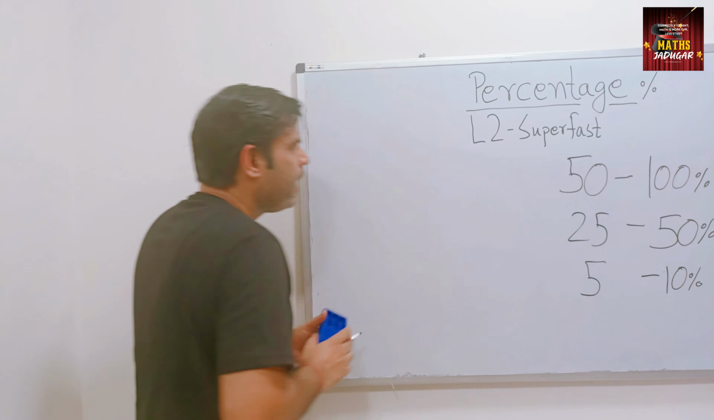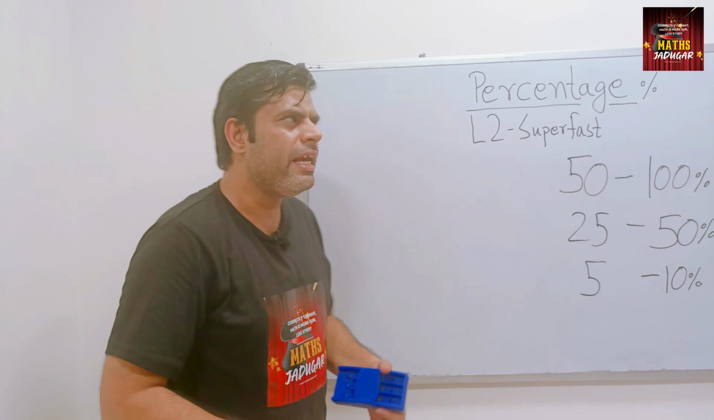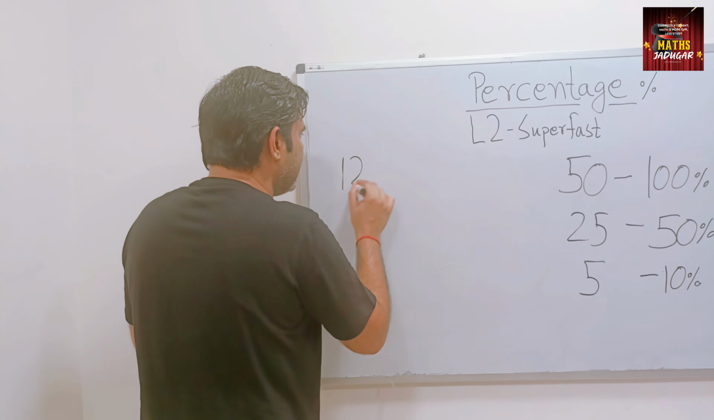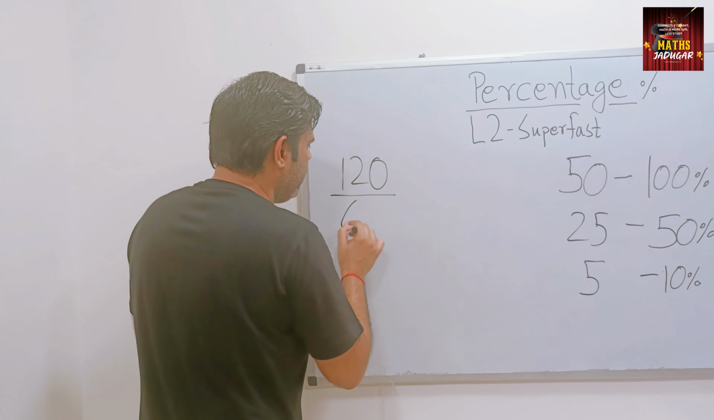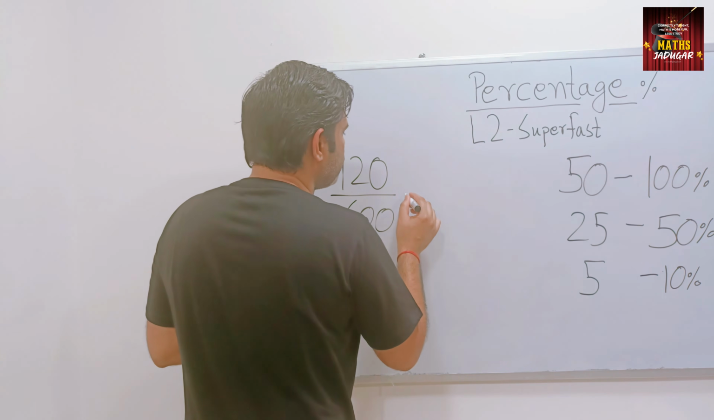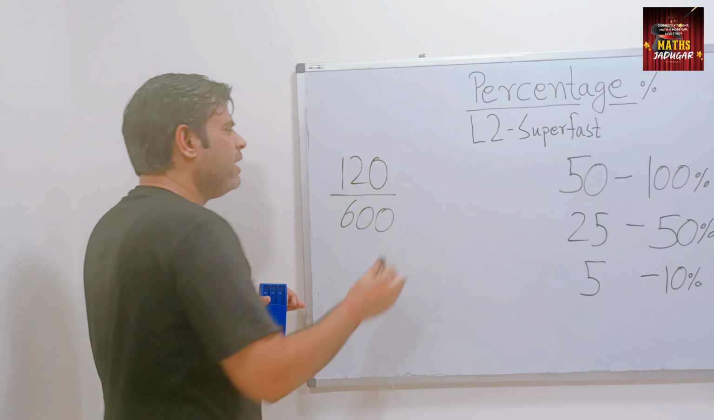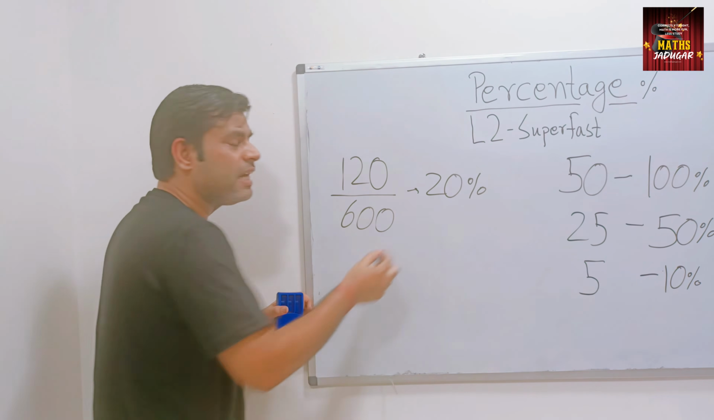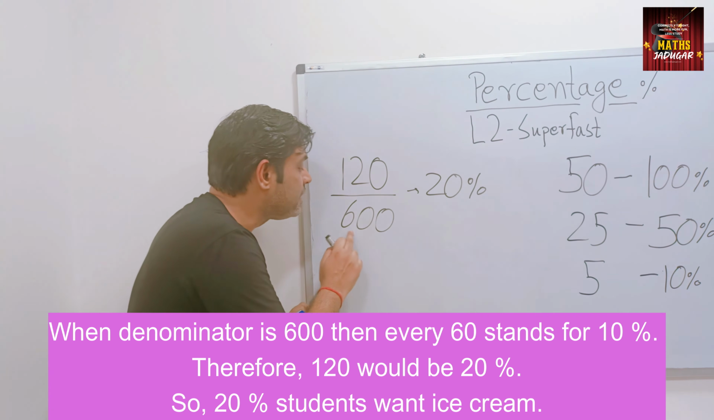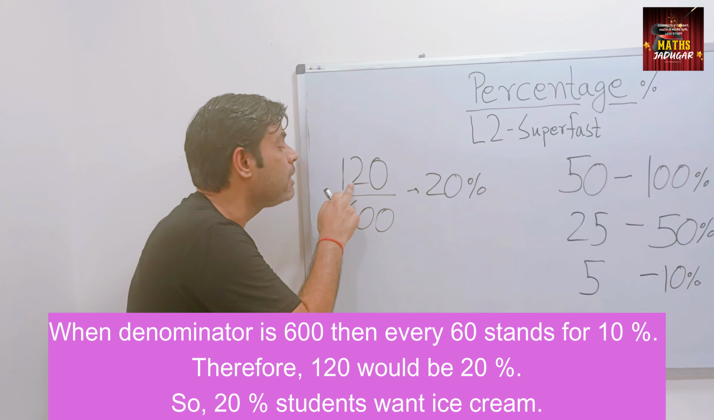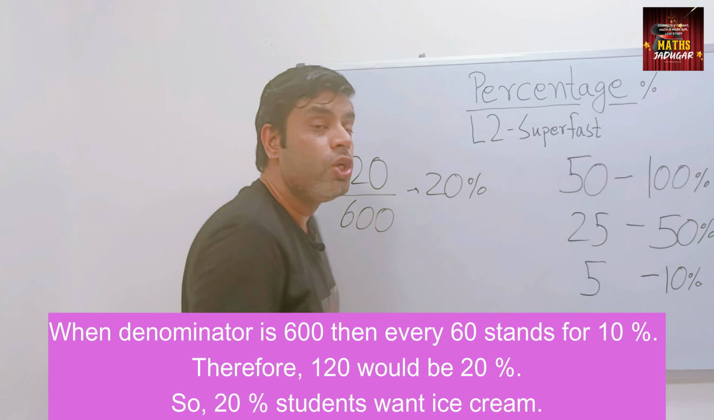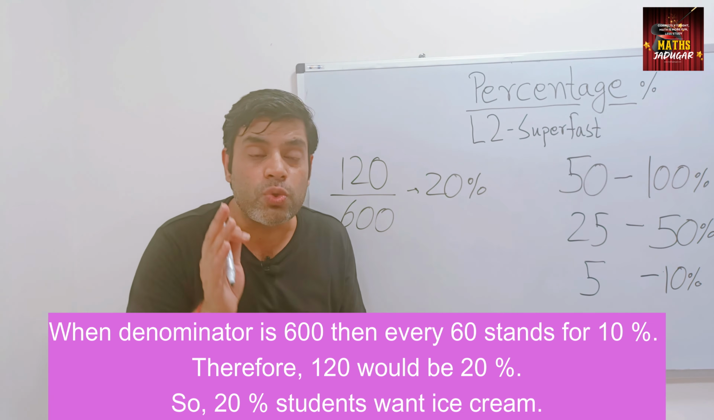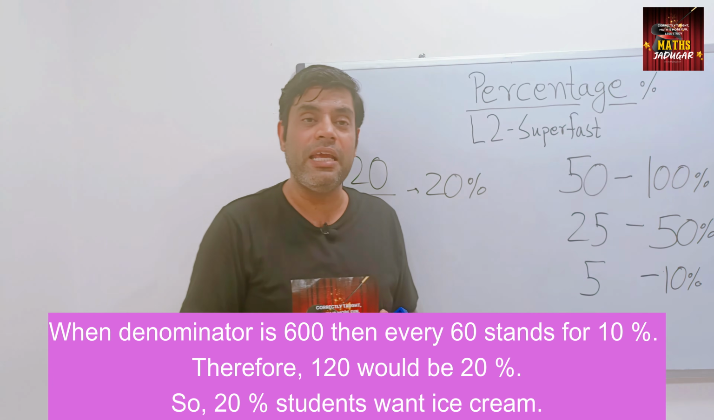We can do one more example. Let's say there are 600 students. Of them, 120 want to eat ice cream. How many percent want to eat ice cream? Directly you can say 20%. How? Same way. If 600 stands for 100%, every 60 stands for 10%, and 120 is double of 60, which is 20%. So 20% of students want ice cream.